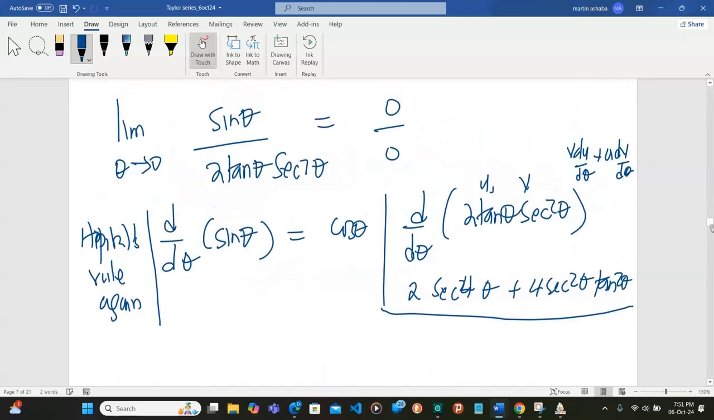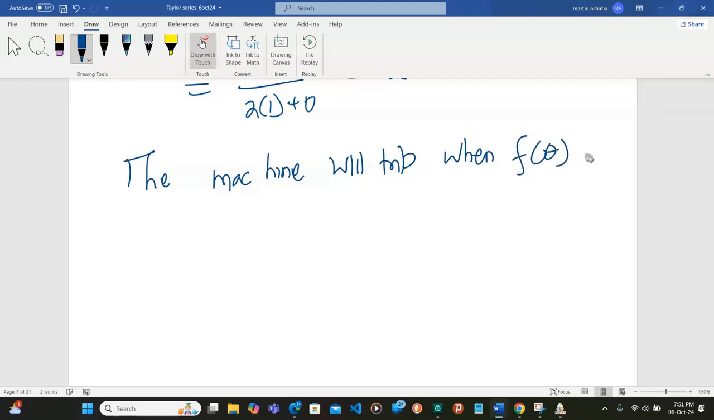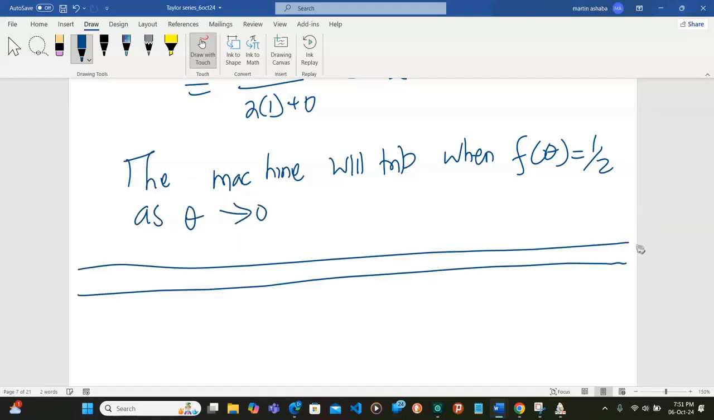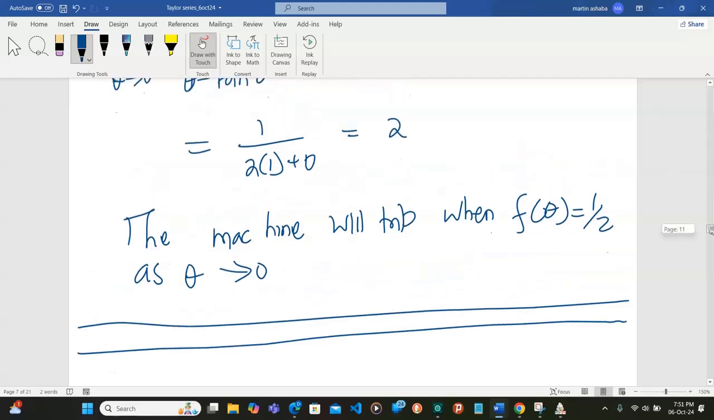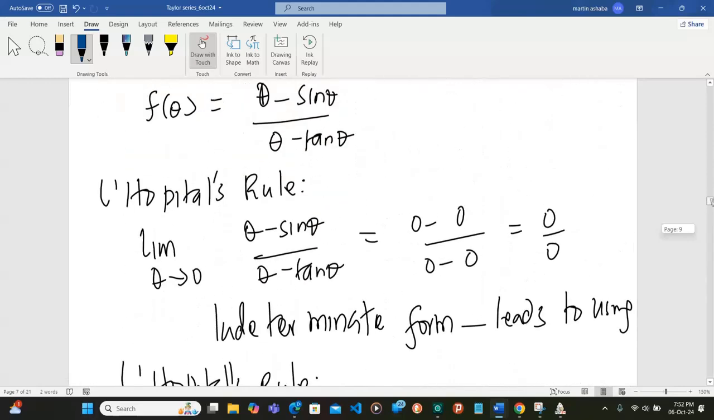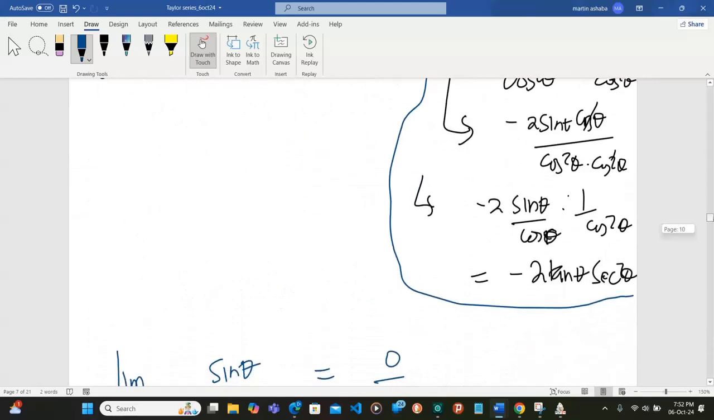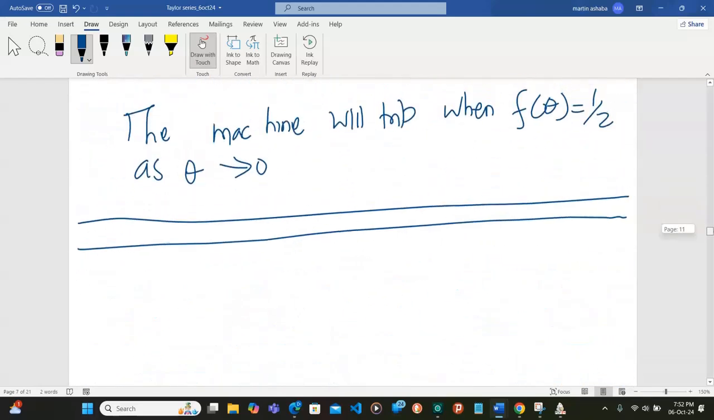So that means the machine will trip when f of theta equals a half, that is as theta tends to 0. So that's how you can conclude. Once you find the limit of that function, then you will have finished. Because that's all they wanted, they wanted to test if you know how to find the limit of that function by applying L'Hospital's rule.